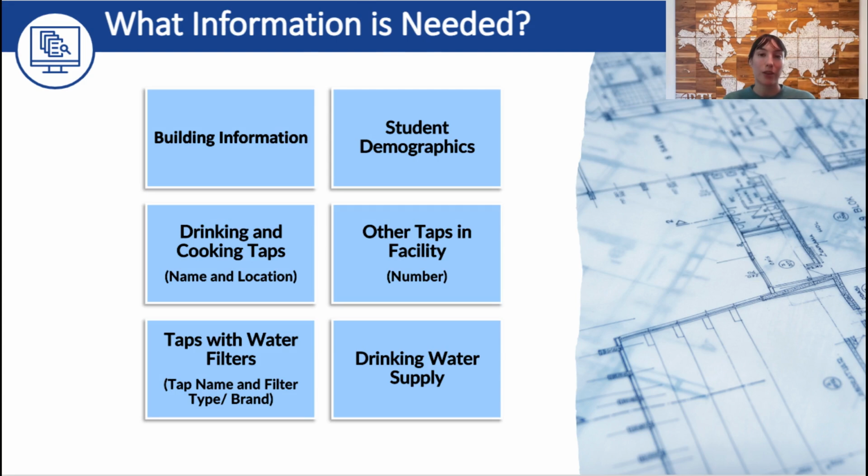Next, what information is needed? The enrollment survey will ask questions about building characteristics, student demographics, drinking and cooking tap names and locations, the number of other taps in the facility, taps with water filters, the tap name and filter type, and lastly, the drinking water supply. During enrollment, you will enter information about each tap used for drinking and cooking.